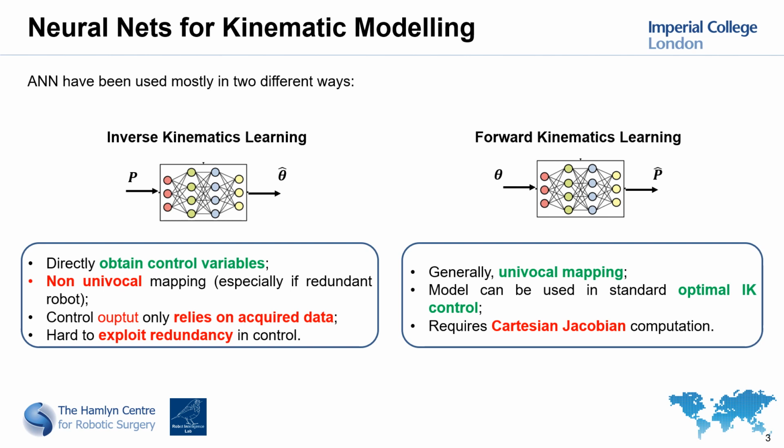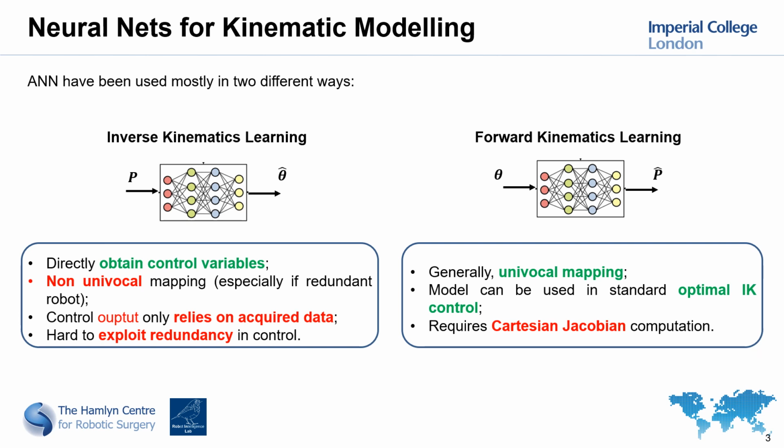When learning the inverse kinematics, we can directly obtain the control variables given a desired pose to reach. The problem is that this mapping is generally not univocal, especially for redundant robots, which means that for a given desired pose there exist multiple solutions for the joints or actuation values. Also, the control output only relies on the acquired data, and for this reason it's hard to exploit redundancies in the control.